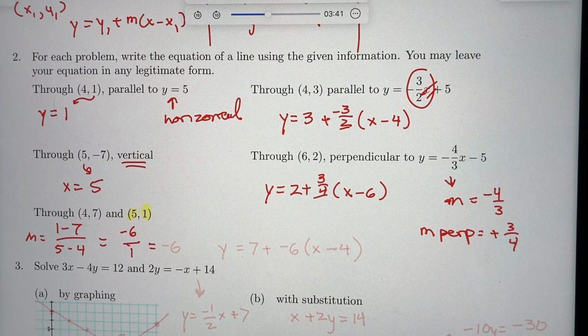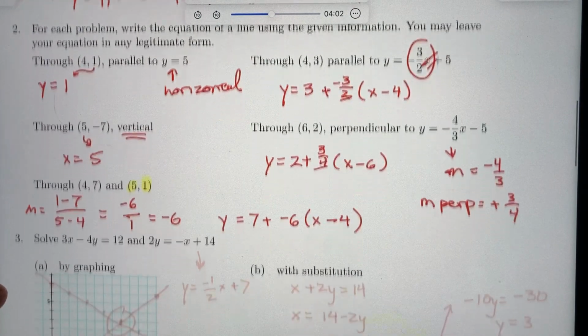Some simple arithmetic. Okay, pick either point. I'm going to use 4, 7. The y-coordinate is 7. Slope is negative 6. And again, I'm not really fussy about if you write plus negative 6 or just subtract 6. The x-coordinate goes closest to x.